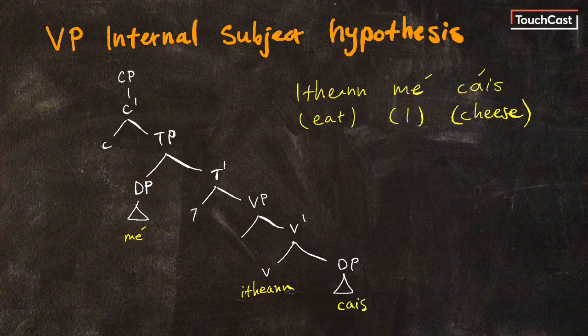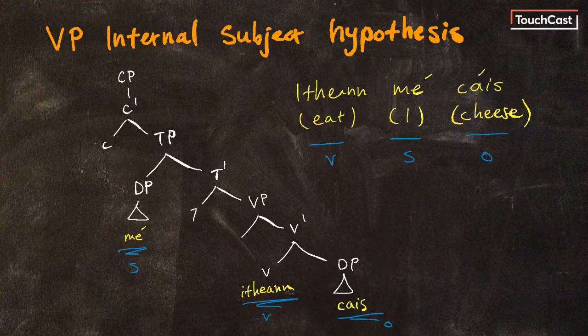Let's consider our Irish sentence, eat I cheese, which has the verb, subject, object sentence order. If we treat it as we have so far, we'll see that our subject comes here, our verb comes in the verb phrase where we would expect it, and the object comes at the end. So we have an SVO sentence structure. This is ungrammatical in Irish.